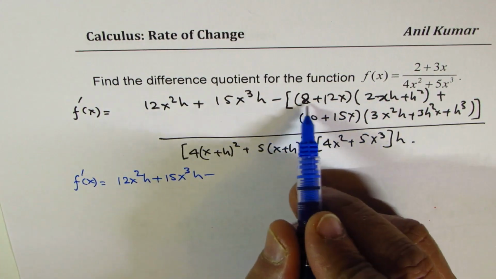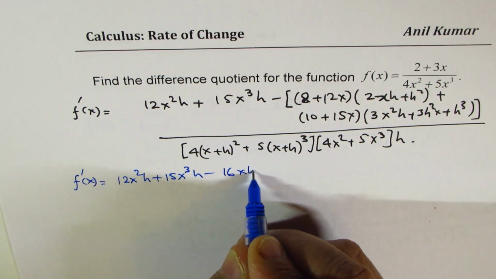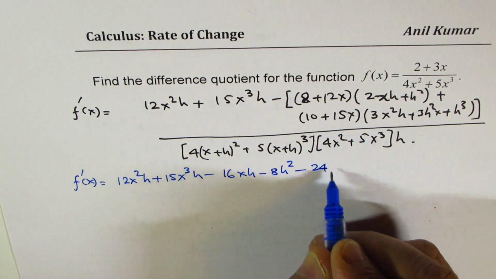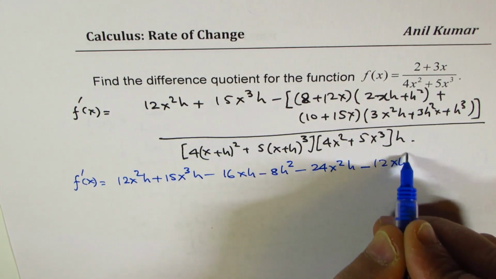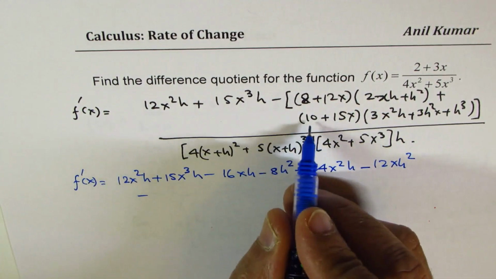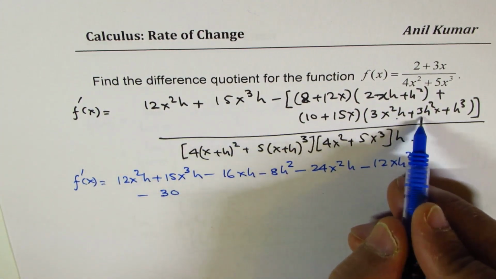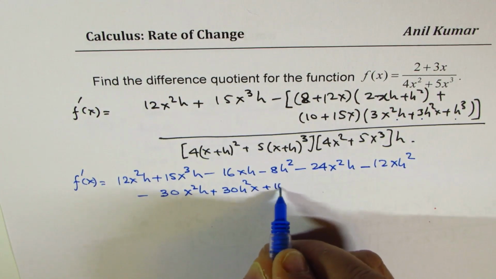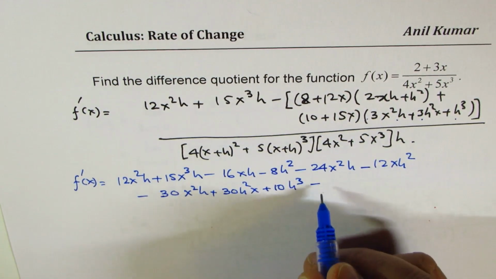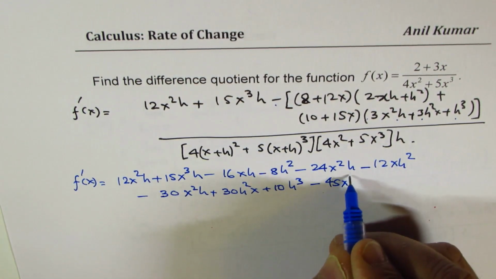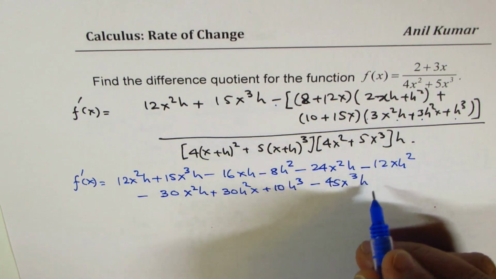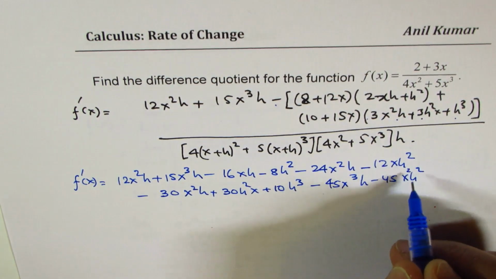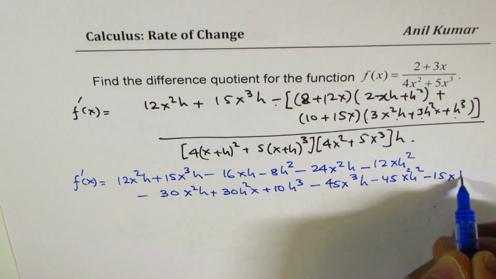So as we open, we'll multiply these terms. 8 times 2xh gives us 16xh. 8 times h squared gives us minus 8h squared. Minus 12 times 2 is 24x squared h minus 12xh squared. And when you open this, you get minus 10 times 3 is 30. So we're multiplying these three terms with 10: 30x squared h plus 30h squared x plus 10h cubed. Now we'll multiply by 15, so we get minus, since this is the minus, right? 45x cubed h, and then minus 45xh squared, and then minus 15xh cubed.